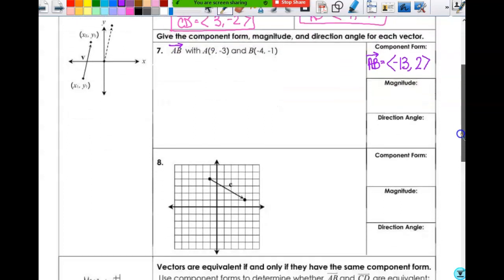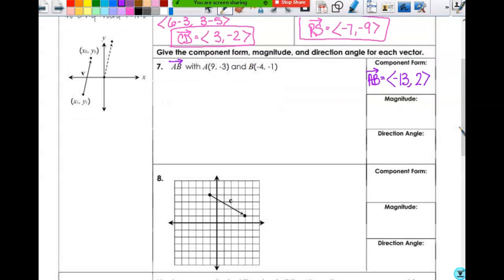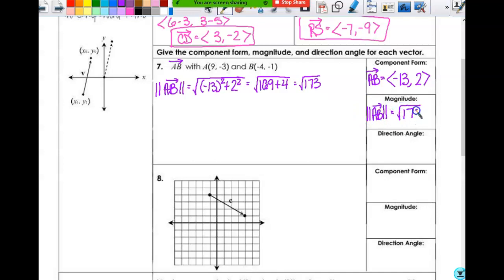All right, so then once I have this, I can do the magnitude. So the magnitude of vector AB is the square root of negative 13 squared plus 2 squared. What's 13 squared? Somebody, anybody? 169, yes, that's one we should know. Plus 4 gives me the square root of 173, and we can't simplify that. So the magnitude of AB is the square root of 173.